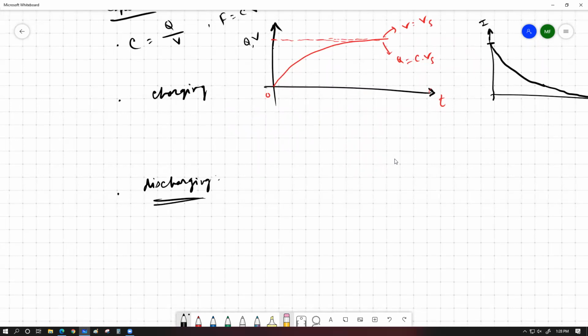So for the discharging graph, the idea is very simple. If we plot any of these three variables, I'm going to write x with respect to time here. The x could mean either the current in the circuit, it could mean the charge stored in the capacitor, it could also mean the initial voltage of the capacitor.